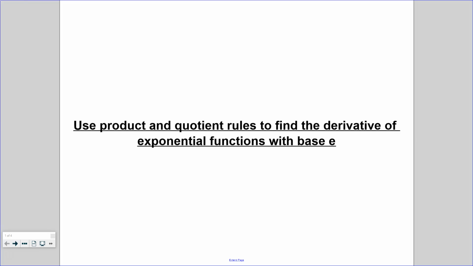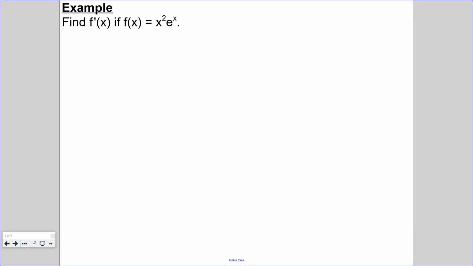Use the product and quotient rules to find the derivative of exponential functions with base e. So for our first example, we want to find the derivative of x squared times e to the x power. And hopefully we can see here that we are going to need to use the product rule because it is x squared times e to the x.